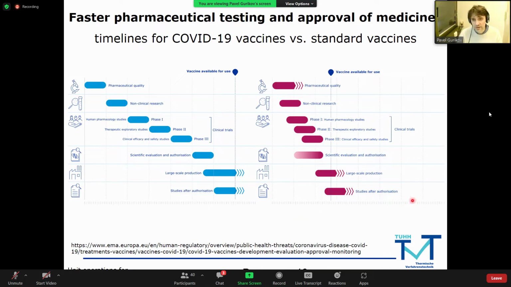We can also do studies after authorization, once the scientific evaluation has been done. That's basically maybe in real life. Actually, there's also a gap here, because large scale production is shifted to the right. Large scale production waits a little bit until the authorization is done, and then once it starts, you have your drug tested on many people.